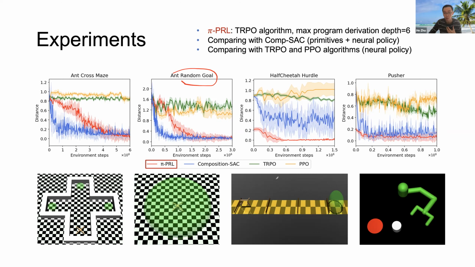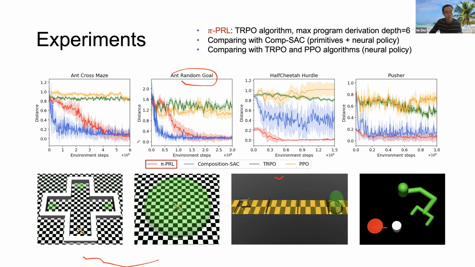And for half cheetah, we want to train a cheetah to jump up over multiple hurdles to reach the final goal. And for the pusher, we want to learn an agent that can push an object to a fixed goal region. So for the Ant environment, we associate the domain-specific policy language with primitives such as going up, going down, going left, and going right. And for cheetah, the primitive policies are like jump up when it encounters a hurdle, or just move forward. And for the pusher environment, the two primitives are push left and push down. So we show the experimental result here.